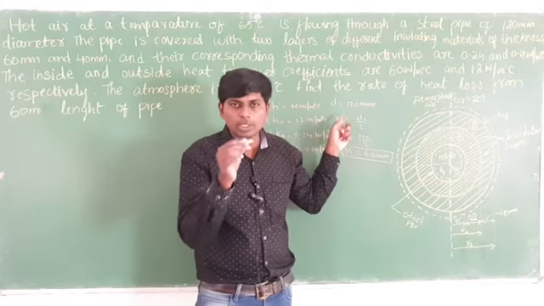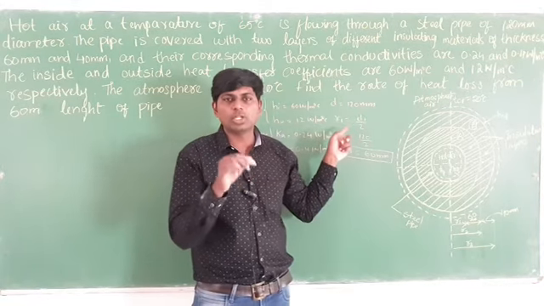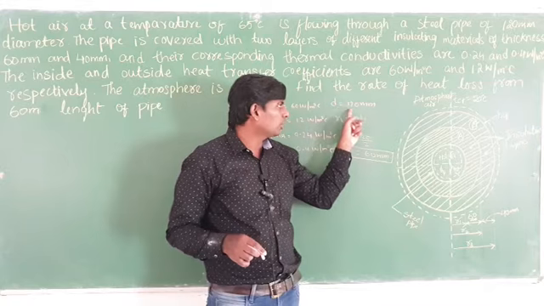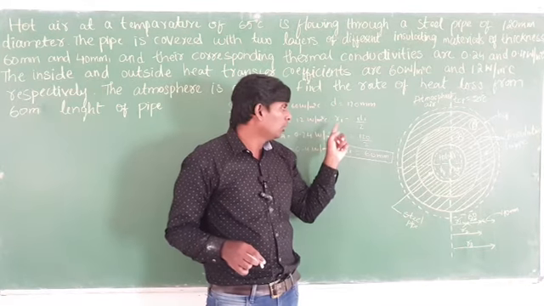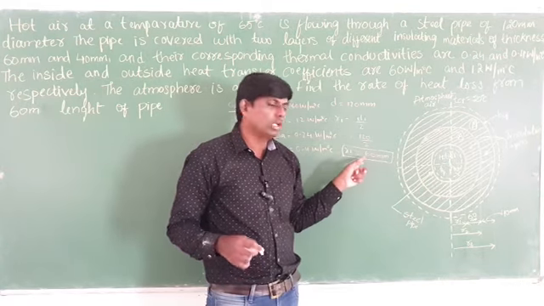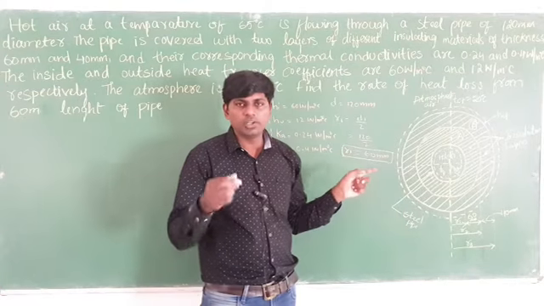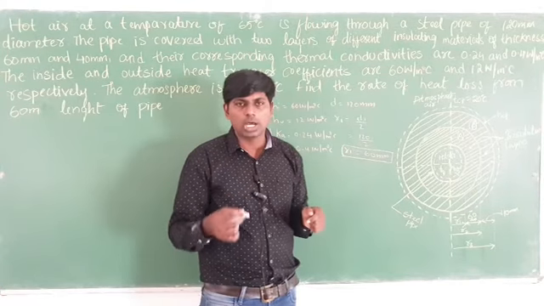How did you get the R1? Diameter is given, the diameter of a steel pipe. How much is it? 120 mm. So R1 is equal to D by 2. Later on you can convert into meter. First try to find out the R1, R2, R3.